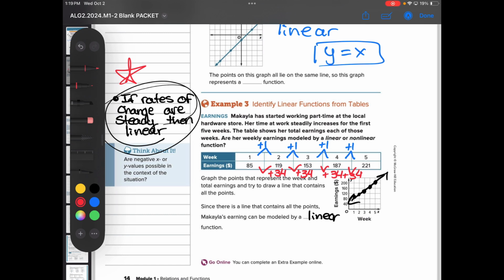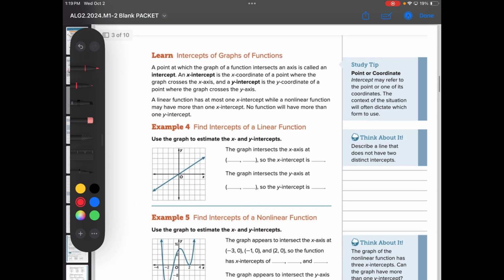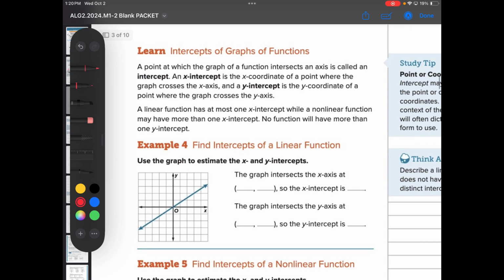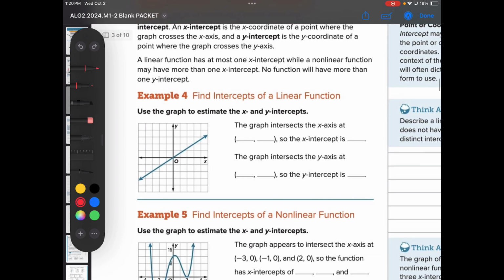All right, we're going to get through example 4 and 5, and then we're going to be done. So example 4, a point at which the graph of a function intersects the axis is called the intercept, and an x-intercept is the x-coordinate of a point where the graph crosses the axis. So we already know what x-intercepts and y-intercepts are. So here we're going to look at the x and the y-intercepts. The x-intercept of this graph would be at 0, 0. The x-coordinate of that is 0. So that means the x-intercept is 0.